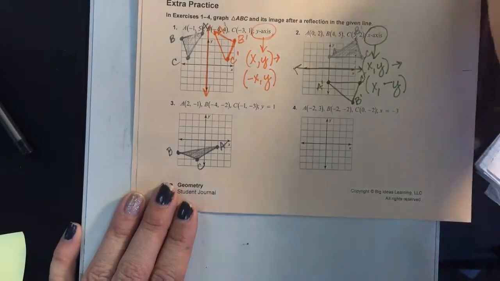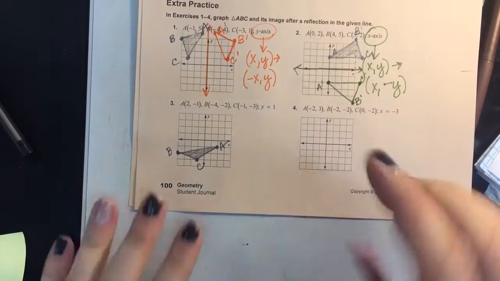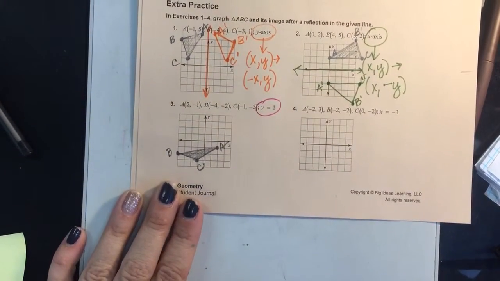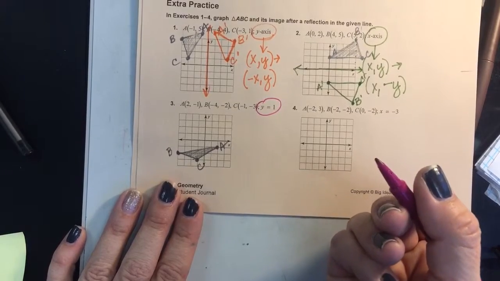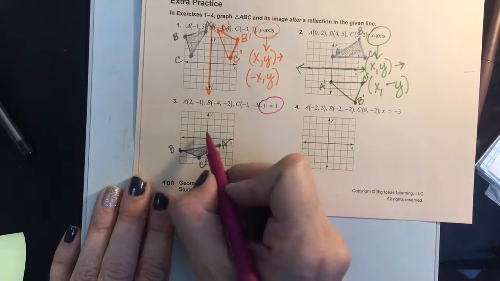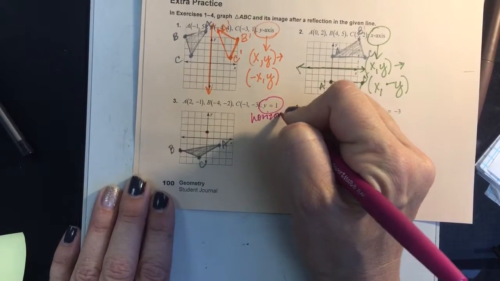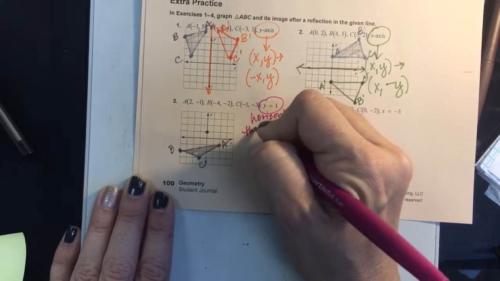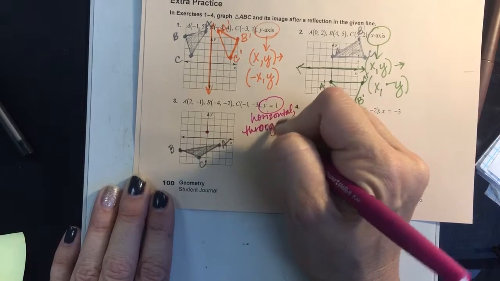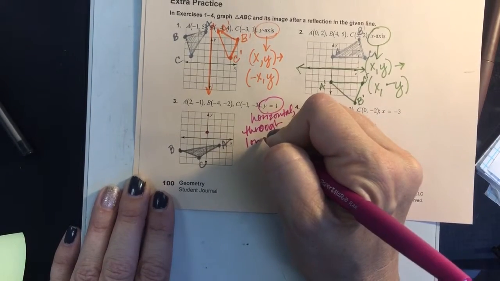Now in this case, I've got to go on and do it over the y equals 1 line. So I have to go draw this y equals 1 line in. It's not the x-axis or the y-axis. It's the horizontal line through 1 on the y-axis. Horizontal through 1 on the y-axis.